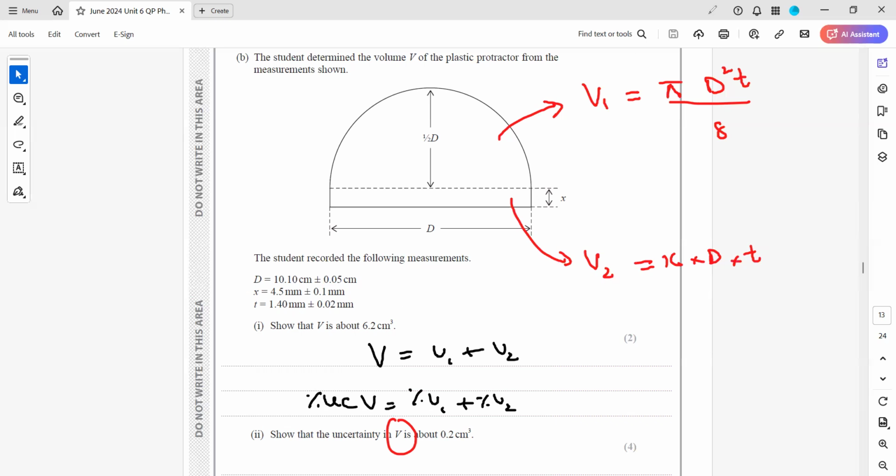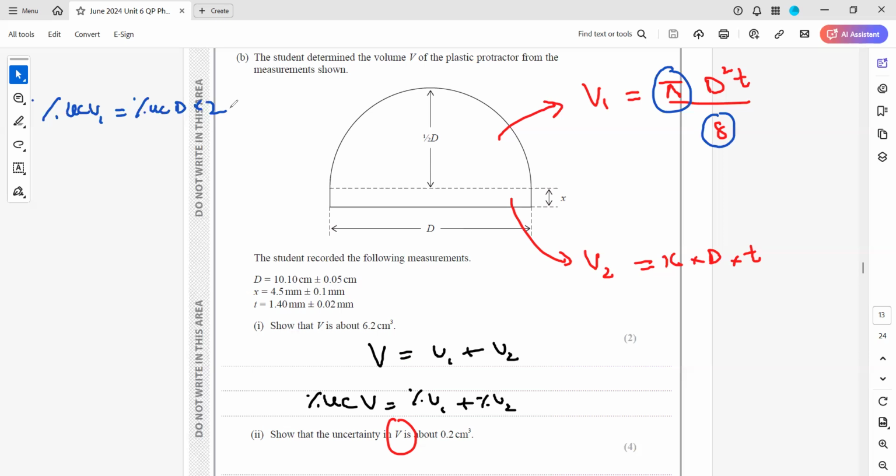But how is V1 calculated? V1 is calculated by a formula. If I need the percentage uncertainty in V1, the formula has pi, which does not have any uncertainty, and 8 does not either. d has uncertainty, but it is d square, so it will be the percentage uncertainty in d multiplied by 2.